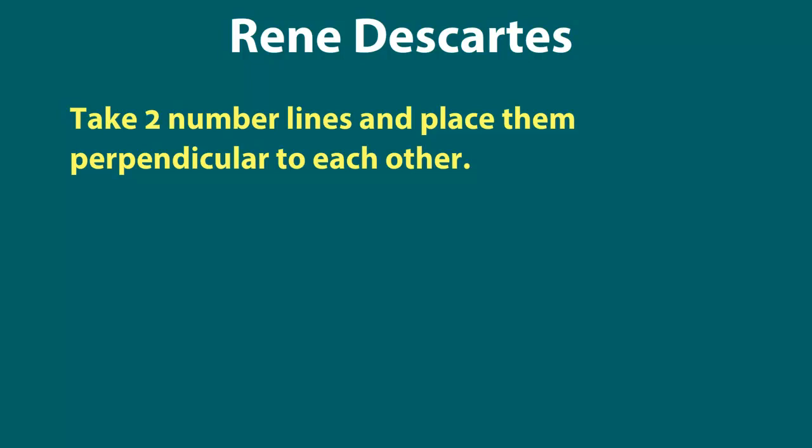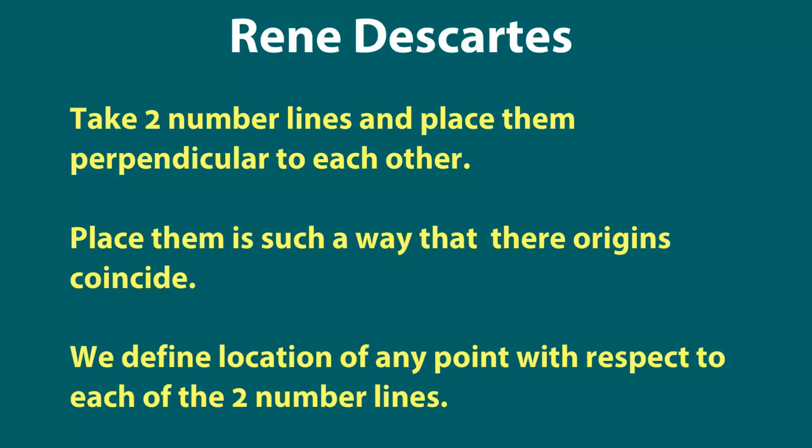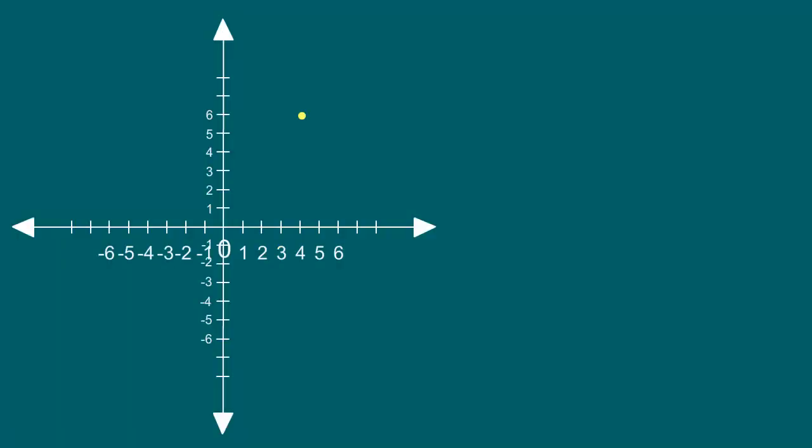So he said that we take two number lines, place them perpendicular to one another, and we place them in such a way that their origins coincide, and then we define the location of any point with respect to each of these two number lines. So this actually is misspelled. This should be there. Now, what he had mentioned is, here we have taken two number lines.